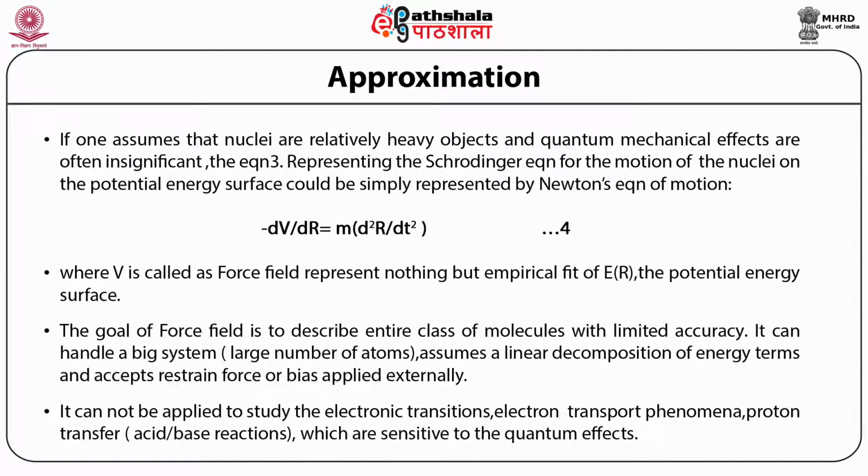Now, we will deal here with a large number of systems, because a large number of atoms are present in a protein or nucleic acid or carbohydrate. Hence, we will assume two approximations. One is that we will represent the force field and the potential energy surface as a representation of a large number of atoms. Also, we are assuming that each of these energy terms can be decomposed linearly.